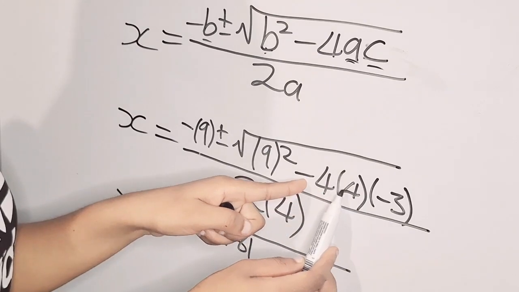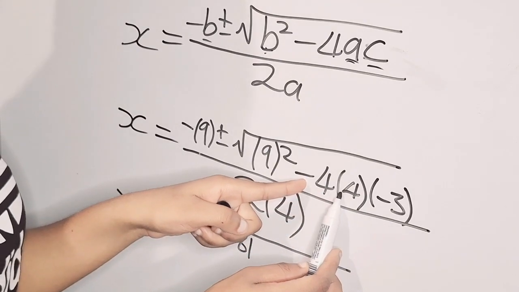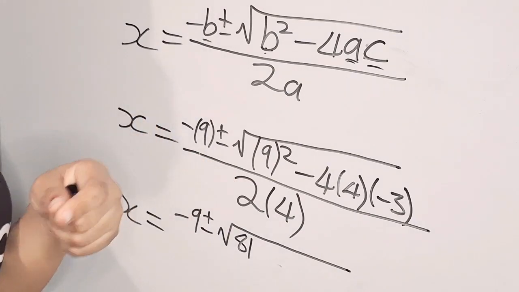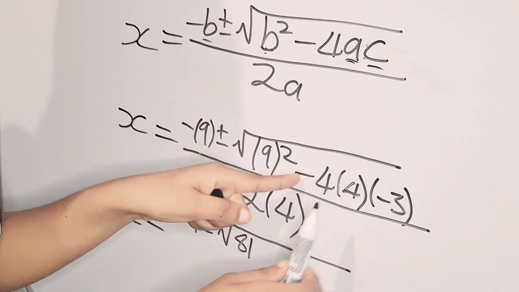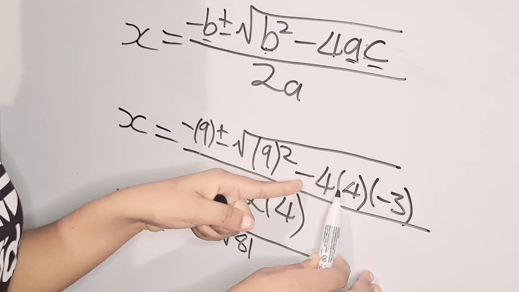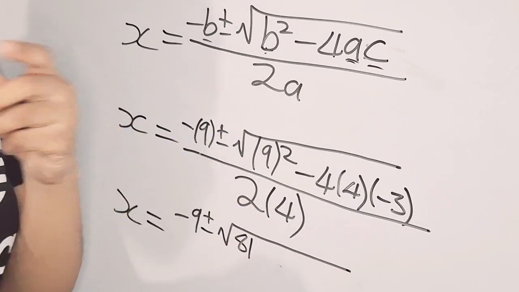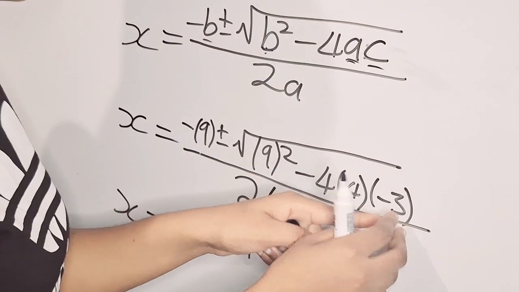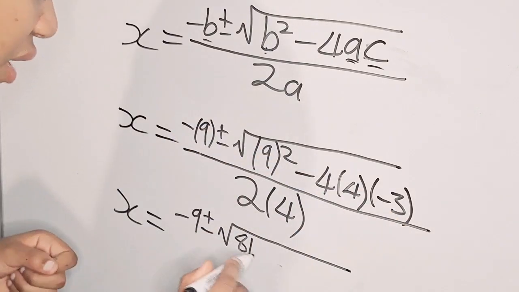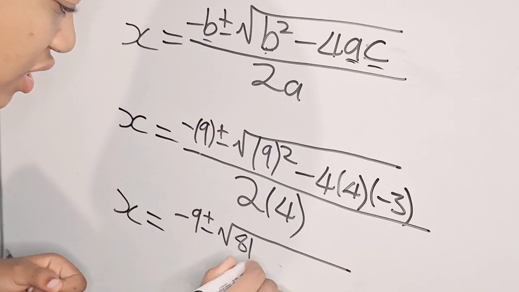Negative times positive. So multiplying two different signs, the answer is going to be negative. Negative times positive is negative, then 4 times 4 is 16. Then negative 16. Then negative 16 times negative 3. Okay, negative times negative is positive.